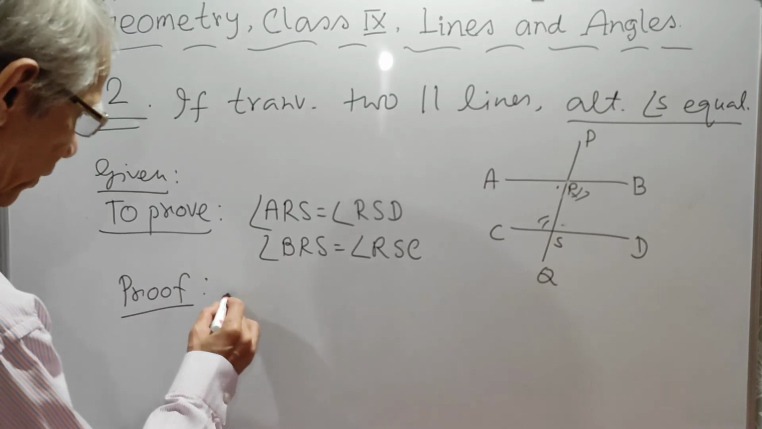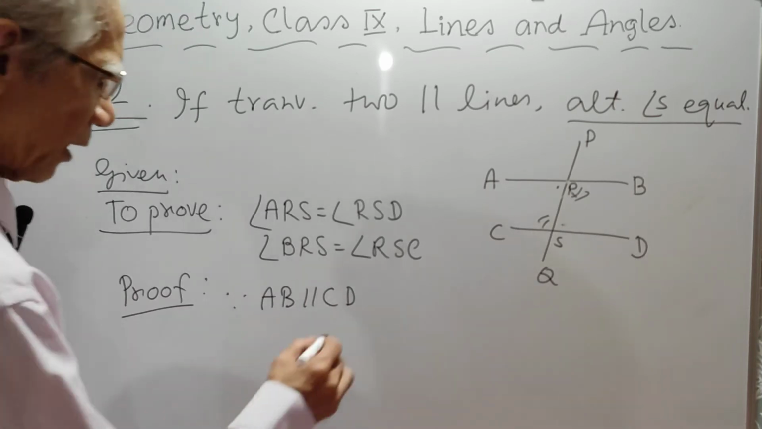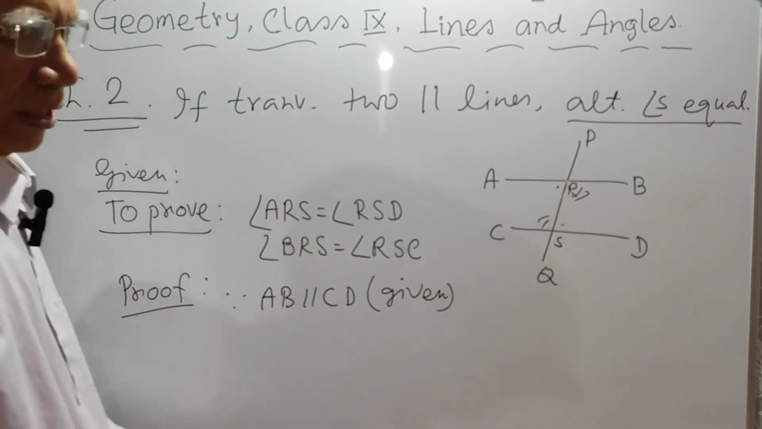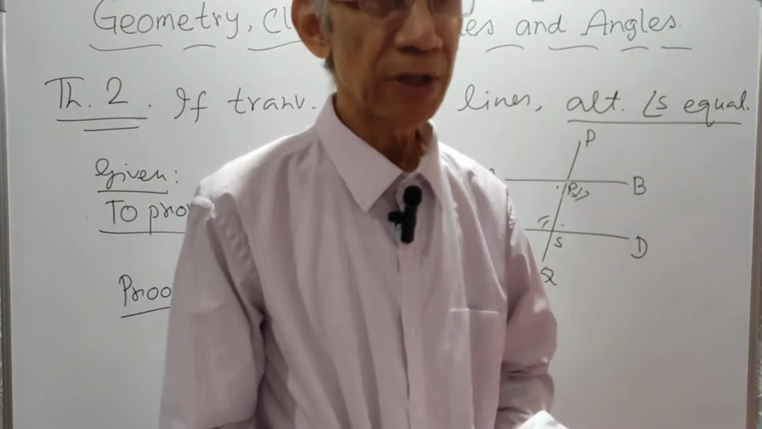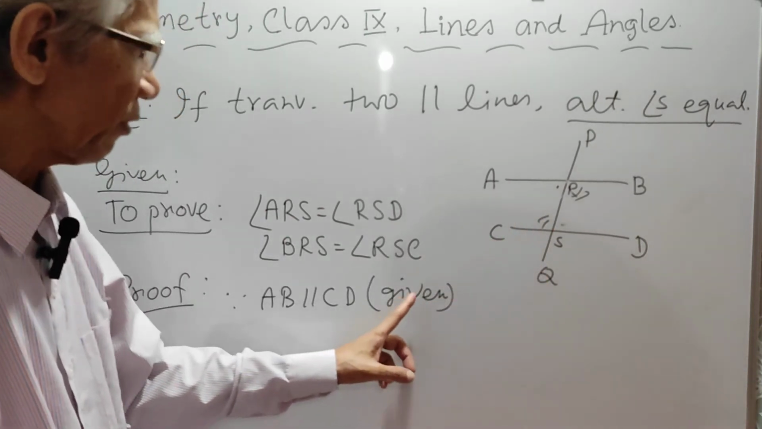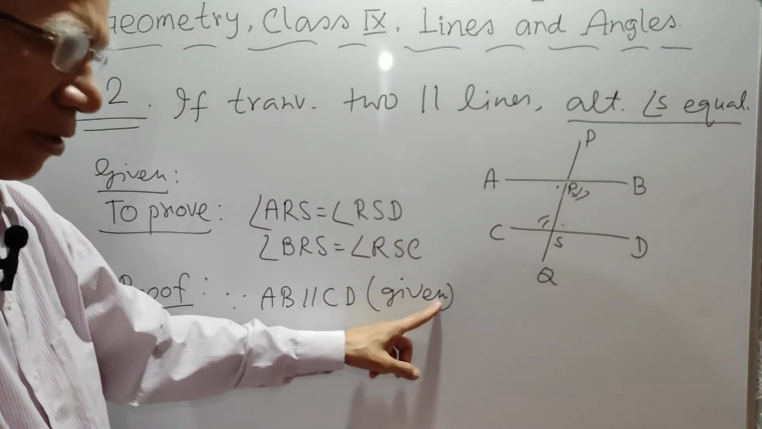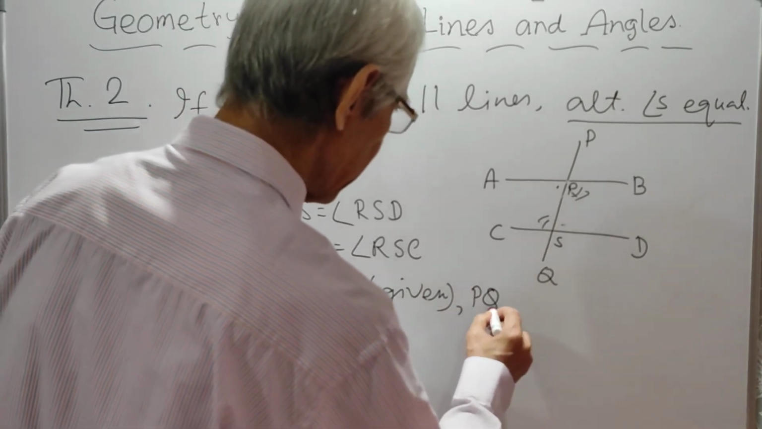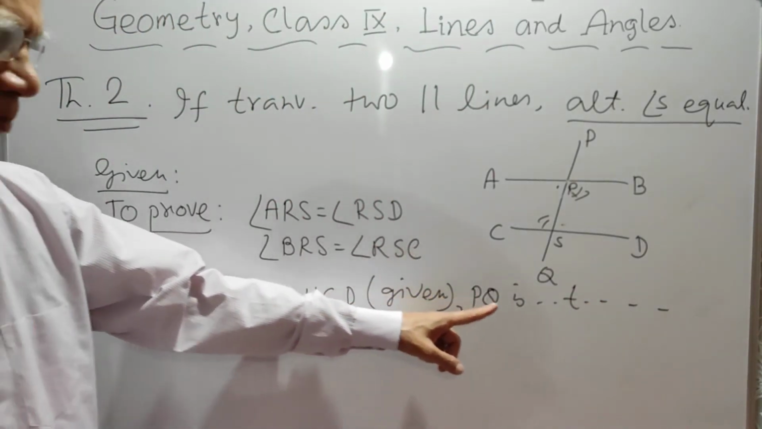So since AB parallel to CD. When you write in the exam, you have to write the reason: that is given. As I told you, when you write the proof, for every statement you have to give a reason, unless it is obvious. Now AB parallel CD is not obvious, but it is given in the question. So you have to give the reason: given. And then PQ is the transversal. So AB and CD are parallel, given, and PQ is transversal.